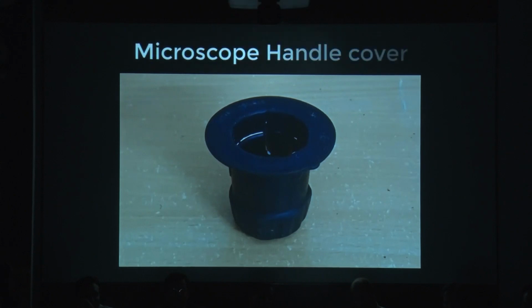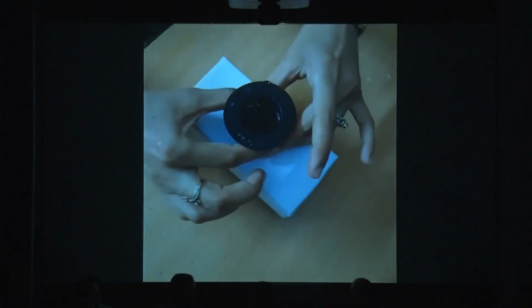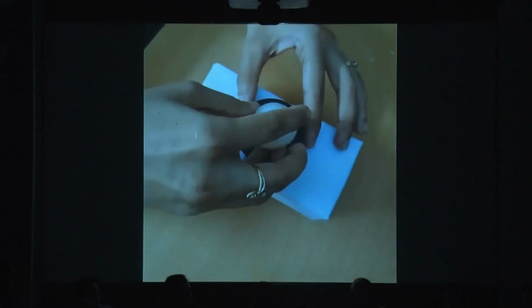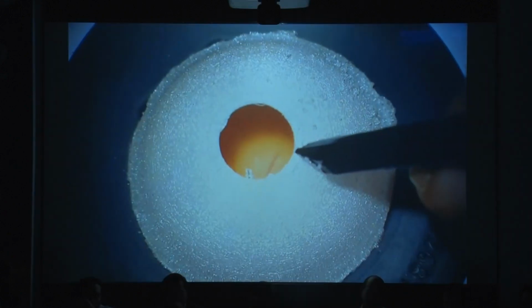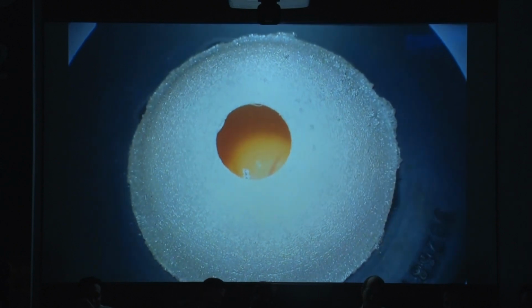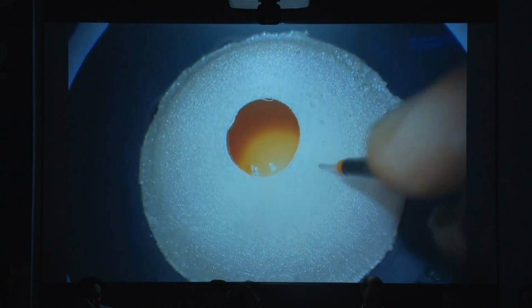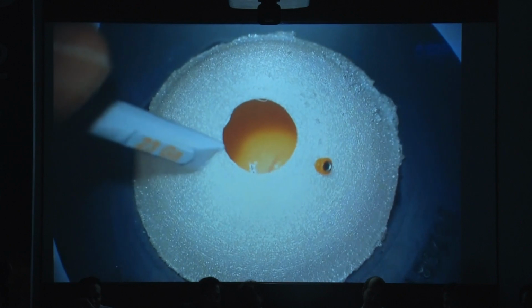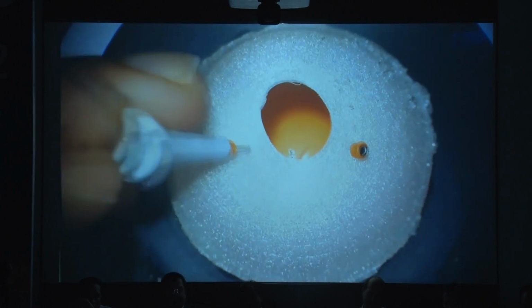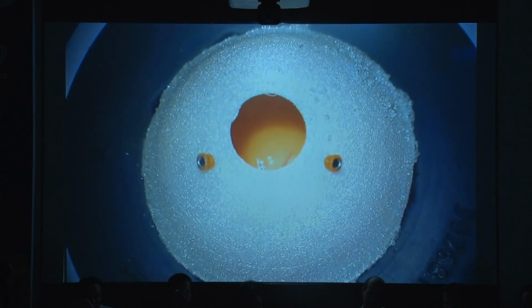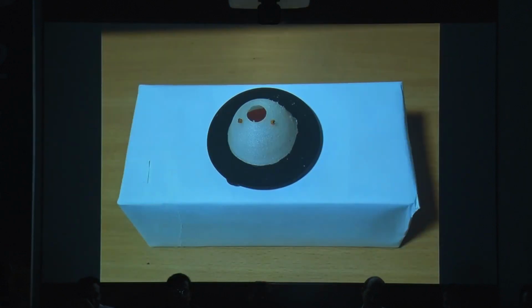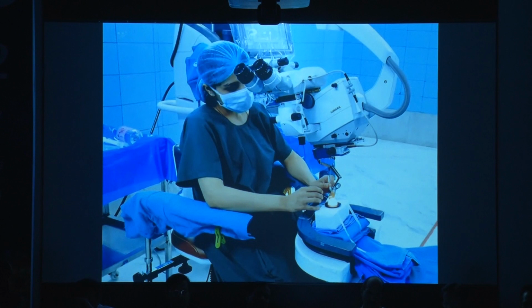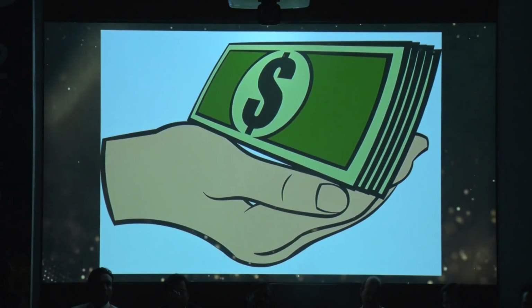A microscope handle cover is fitted into a cardboard box with a hole at the center and the eye model is placed over it. 2 ports that simulate sclerotomies can be made in the superior part using a trocar that allow introduction of instruments into the posterior segment. This assembly is then used in conjunction with the operating microscope fitted with a BIOM to allow stereoscopic view and practice various steps of VR surgery.